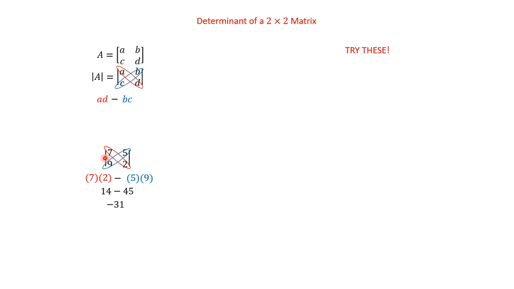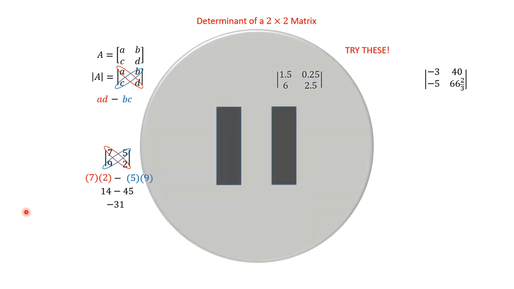So try a couple. I have two of them for you to try. We have the determinant of 1.5, 0.25, 6, and 2.5, and the determinant of negative 3, 40, negative 5, 66 and 2/3. Again, it's just a couple little multiplications and a subtraction. If it didn't have decimal points and fractions, you'd probably be done by now. But go ahead, pause this, and then come back in a minute when you have found the determinants.